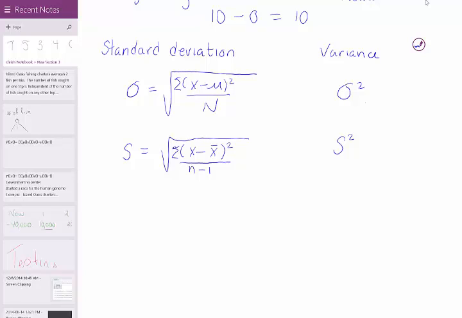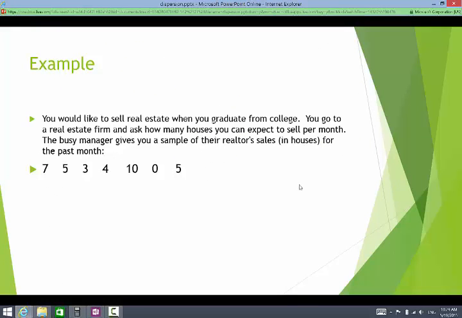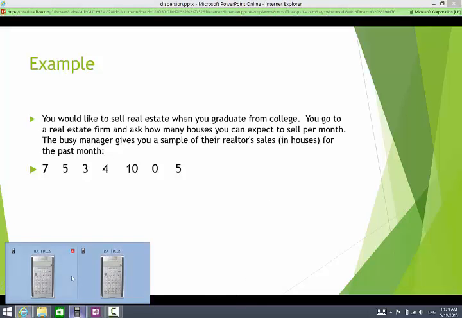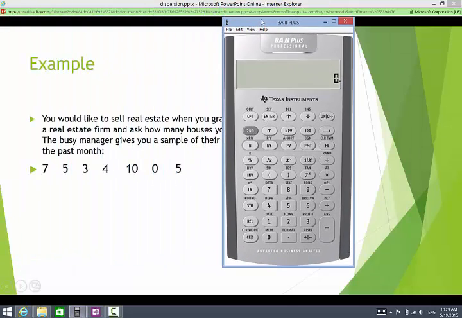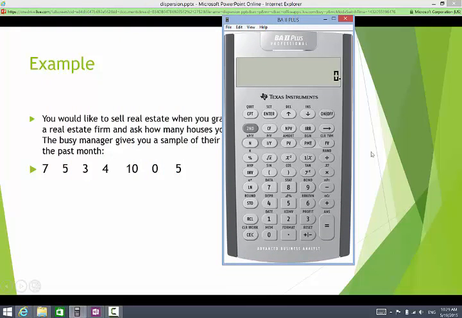So let's actually do this on our calculator. So we'll go back and we'll have a look at our data set. And there's our data set, 7, 5, 3, 4, 10, 0, 5. We'll break out our powerful calculator. And we'll move it away from the data set. So what we're going to do is we're going to clear our data. So we're going to go second data, which is second 7. And then it looks like it's clear, but I'm not going to trust it, and I'm going to clear it anyway. So second clear down in the bottom left.